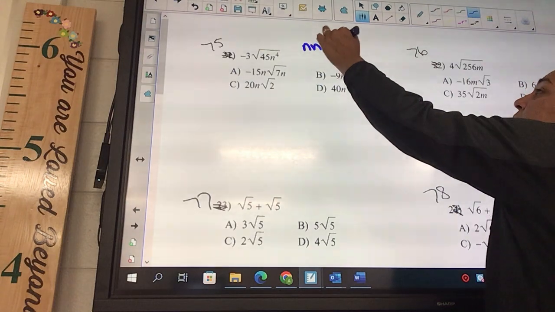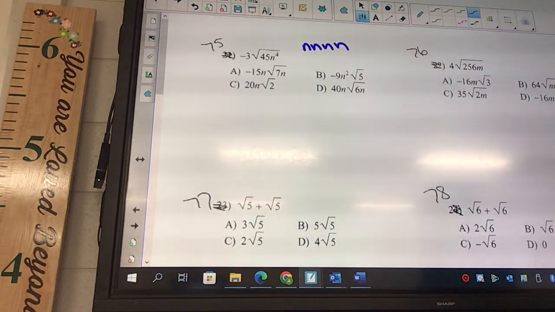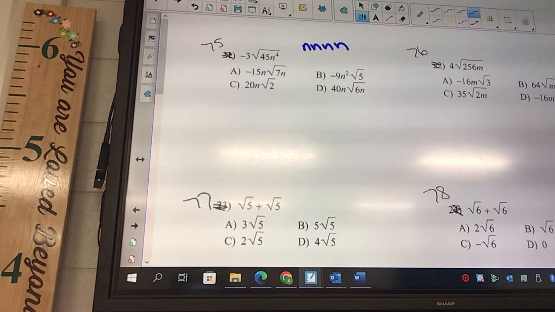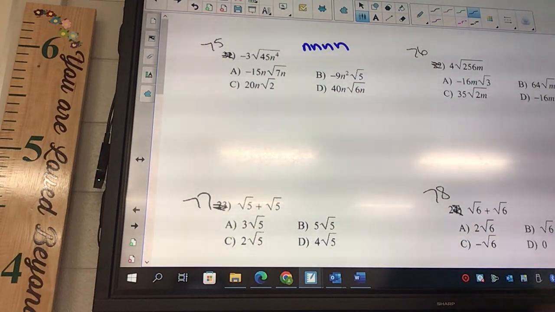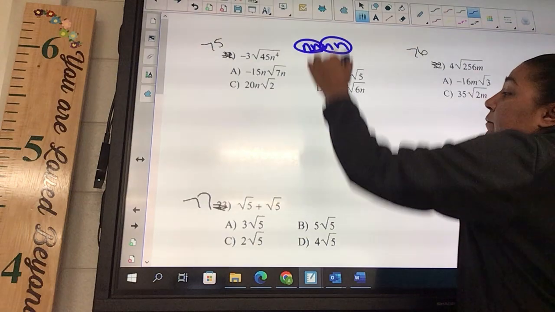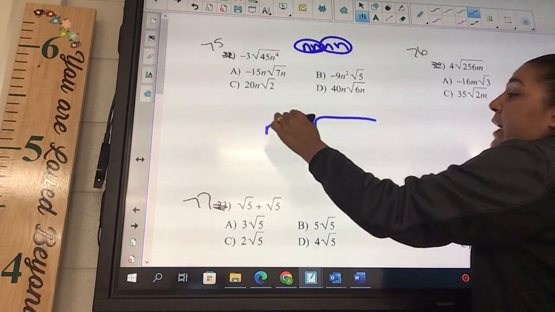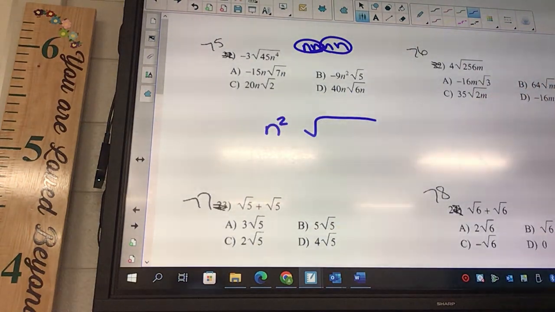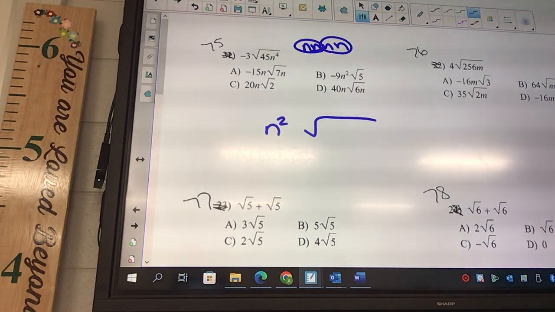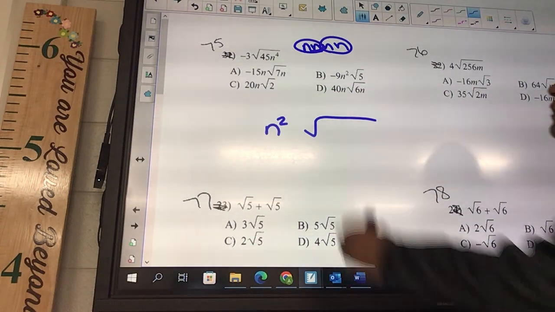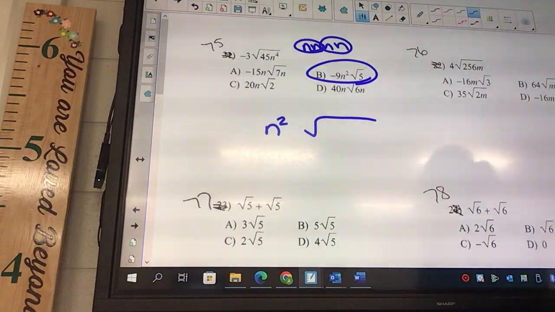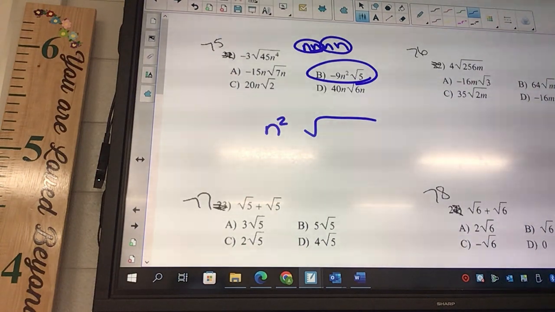One, 2, 3, 4. I got 4 ends. Okay, how many of those guys can go? 2 groups. So I'm going to have an n squared on the outside. What is the only answer choice that fits that? B. Okay, and again, we didn't have to do any numbers.